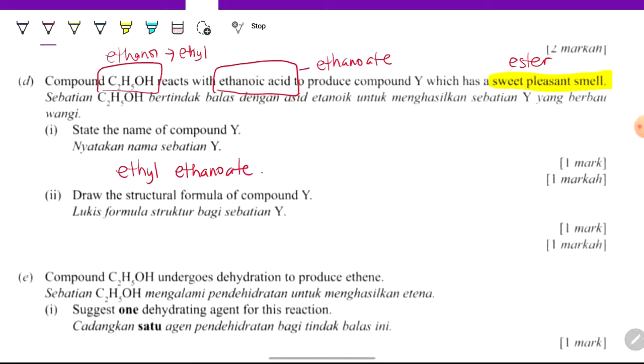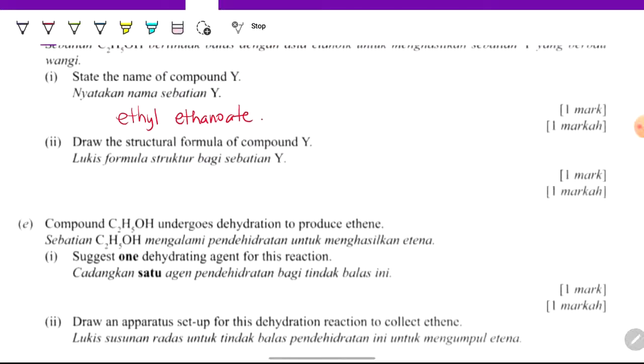Now draw the structural formula for ethyl ethanoate. You start from the functional group COO, which is the carboxylate. Here will be from the alcohol, so ethyl. There are 2 carbons here. For the ethanoic, there will also be 2 carbons. Then put in all the hydrogen. So this is the structural formula for ethyl ethanoate.